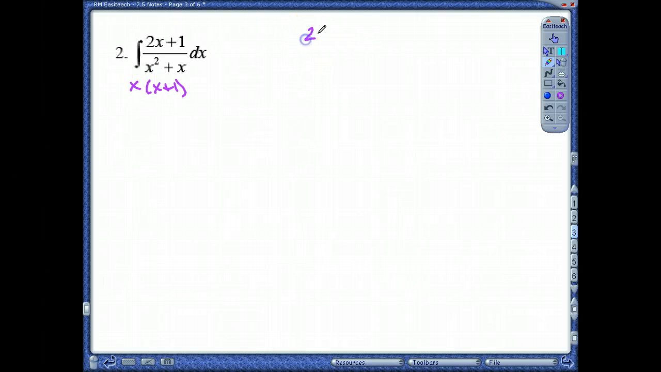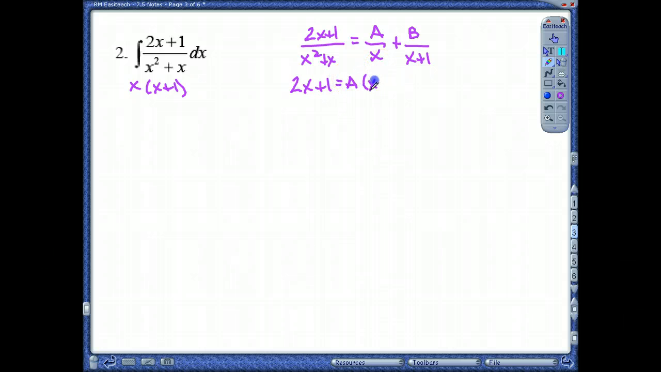So I'm going to take 2x plus 1 all over x squared plus x, and I'm going to set that equal to a over x, the first factor, plus, and I'm always going to use plus, whatever b's sign turns out to be, that's what's going to drive the original. And then b over x plus 1. So these factors, I made it addition, and now I just need to figure out what a is equal to and what b is equal to. If I multiply by the least common denominator, which is x times x plus 1, I'm going to end up with 2x plus 1 equals a times x plus 1 plus b times x.